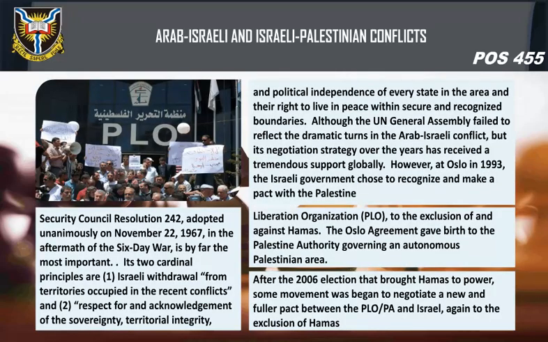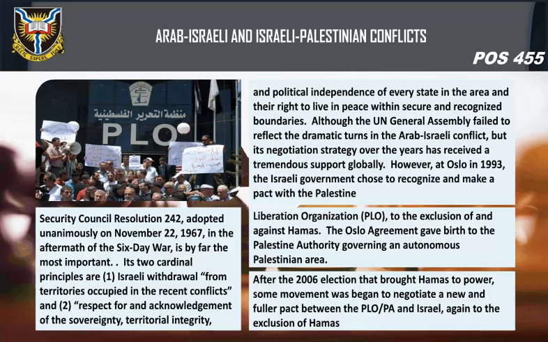Security Council Resolution 242, adopted unanimously on November 22, 1967, in the aftermath of the Six-Day War, is by far the most important. Its two cardinal principles are: 1. Israeli withdrawal from territories occupied in the recent conflicts, and 2. Respect for and acknowledgement of the sovereignty, territorial integrity, and political independence of every state in the area, and their right to live in peace within secure and recognized boundaries.